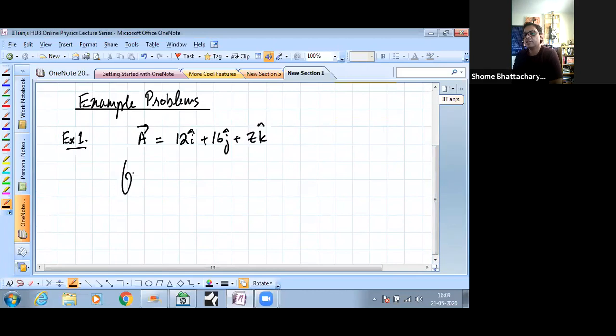Now we have to find the value of z if the magnitude of E is equal to 52. Okay, so that's our first question. And our second example is like this.